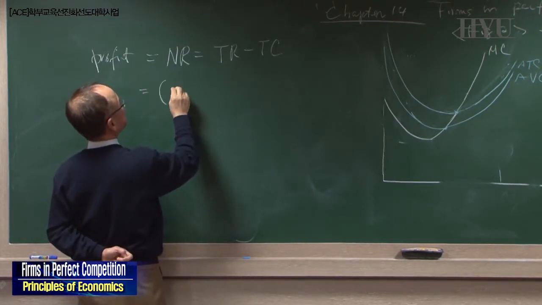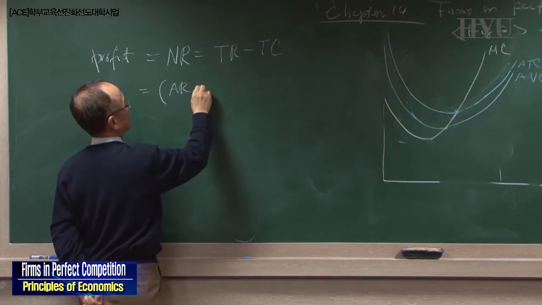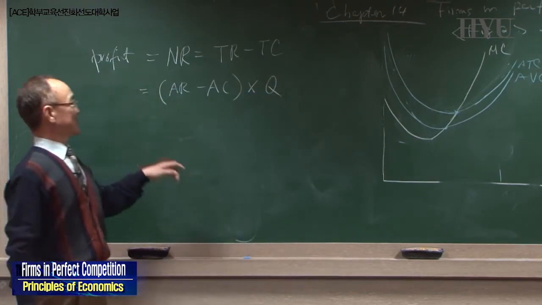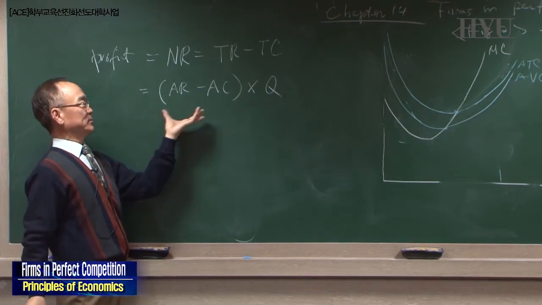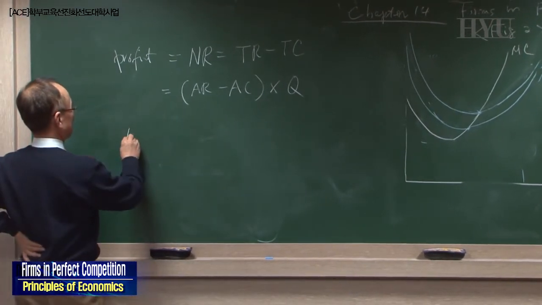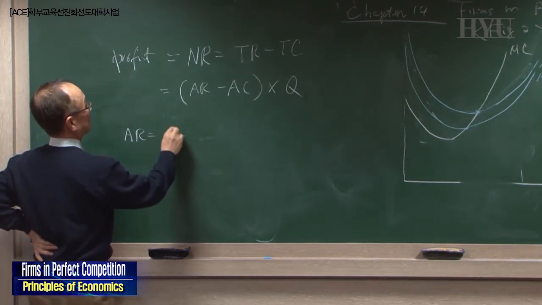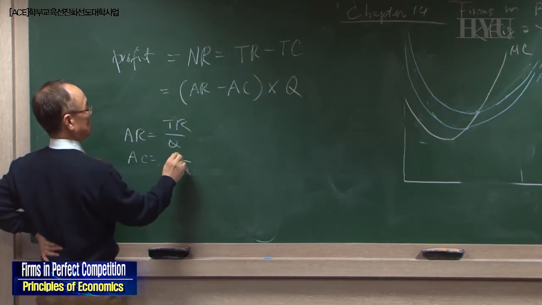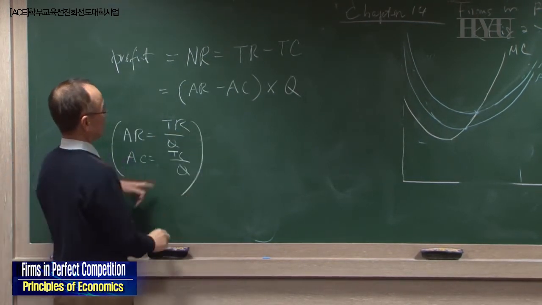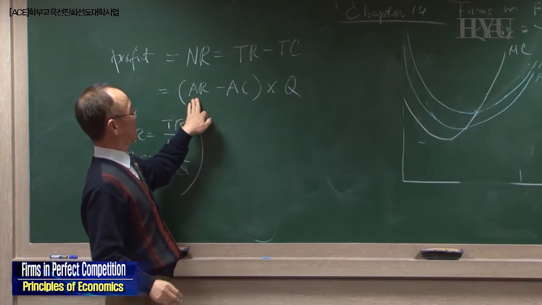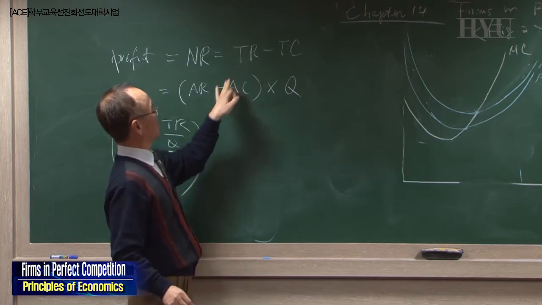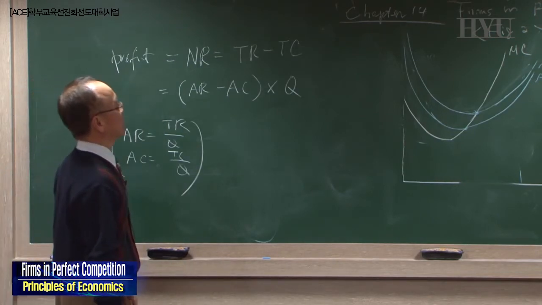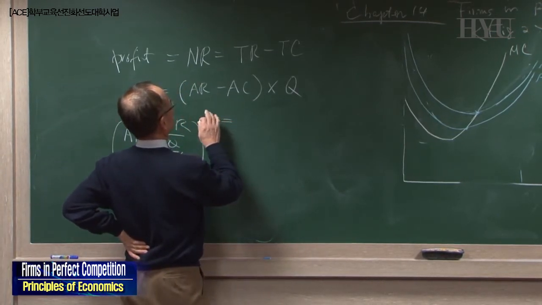This is average revenue subtracted by average cost, multiplied by quantity. I believe everyone is comfortable with this equation. Why is that? Remember, the definition of AR is total revenue over Q, and AC equals total cost over Q. There's no magic in this equation. Average revenue multiplied by Q is total revenue. Average cost multiplied by Q is total cost. No question about that.